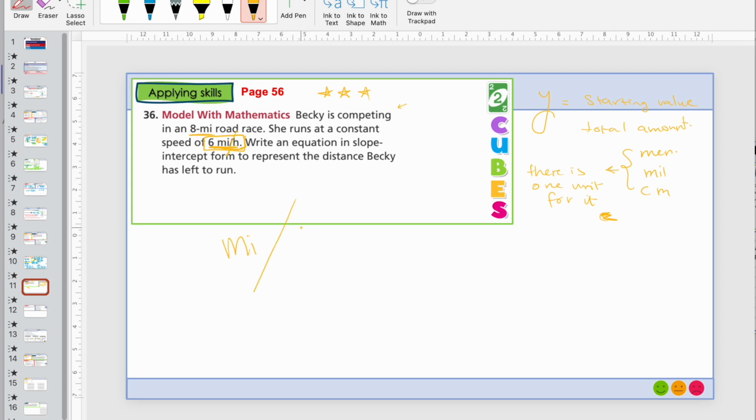Miles per hour. This is how we read it. Miles, this line means per, hour. Since there are 2 units, then of course it's not the y-intercept. The y-intercept only represents the y value, so it should be 1 unit. Okay? These are just hints.